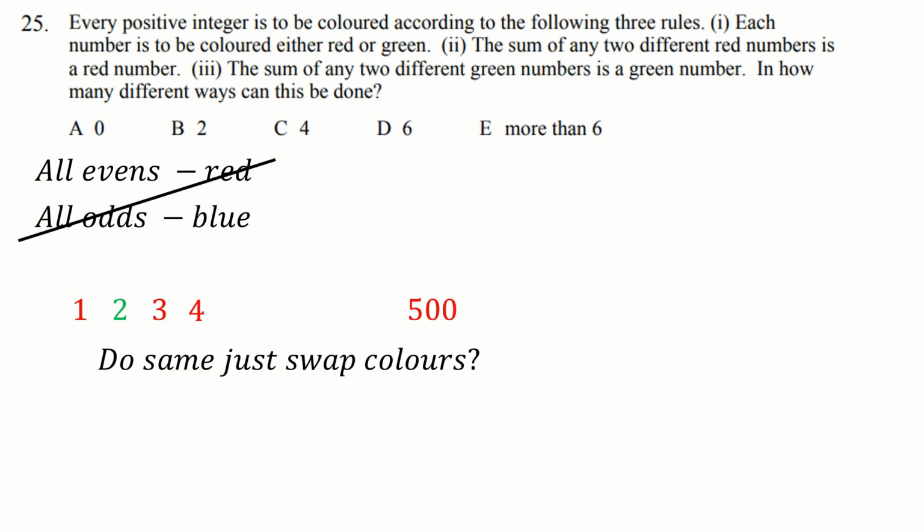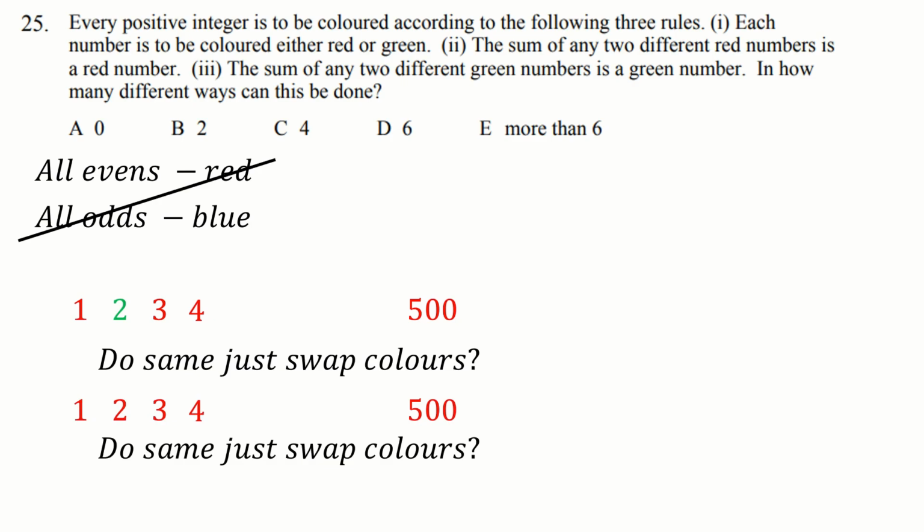But you can also do the same but swap the colors. If you started green and made the 2 red, then all the others could be green. Likewise, if you start with a red 1, but then also make the 2 red, well, now the 3 has to be red because 1 plus 2 is 3, and then the 4 has to be red because 1 plus 3 is 4, and so on. And they're just all red. And then you could do the same and swap colors. So there are definitely 4 ways of doing this.